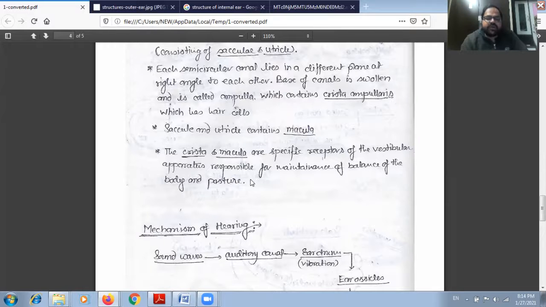I have already told that this vestibule is mainly regulating the balance of our body, and as we have seen, the organ of Corti is involved in listening. Here two types of receptors are there for balancing. One is called macula and another is called crista.